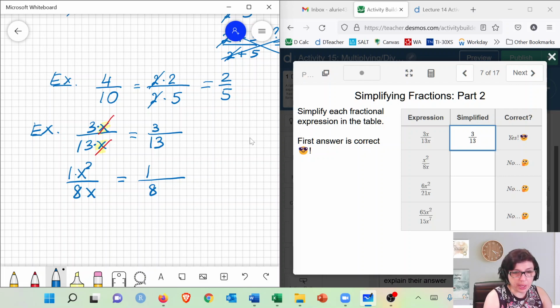Now, what happens with x squared divided by x? Here's what happens. What you're going to do is think of x squared as x multiplied by x. And then you have a bottom of x.